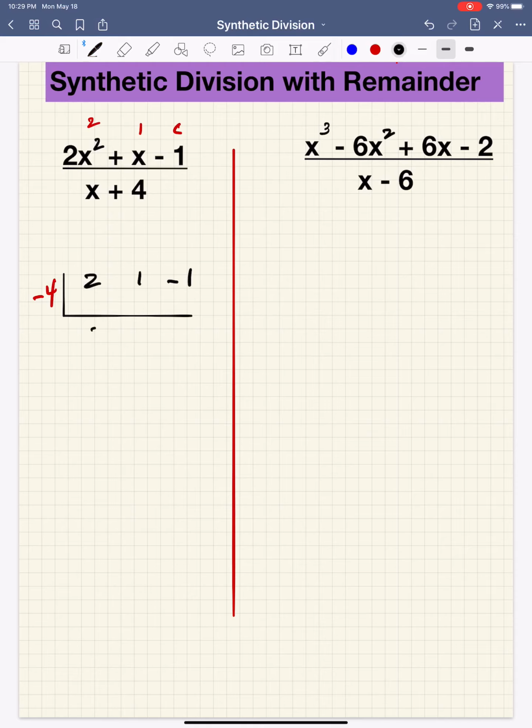First thing you do is bring down the 2. Negative 4 times 2 is negative 8. Adding that, you get negative 7. Negative 4 times negative 7 is 28. And you add that, you get 27. The number on the end is your remainder.